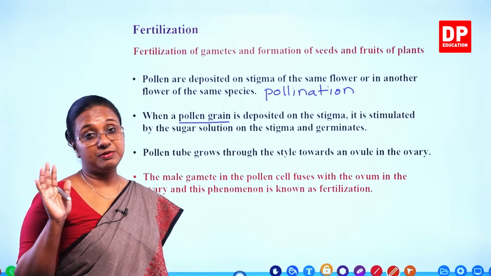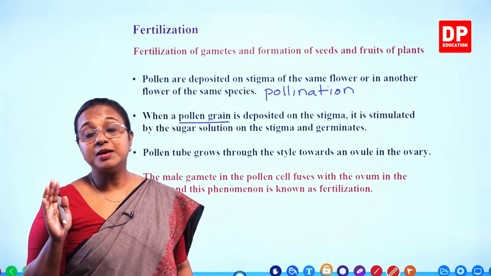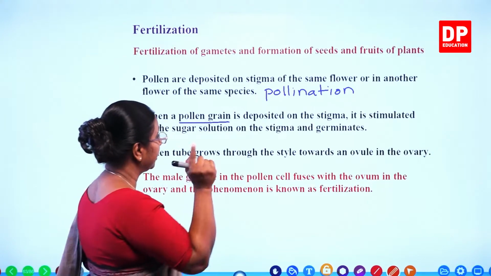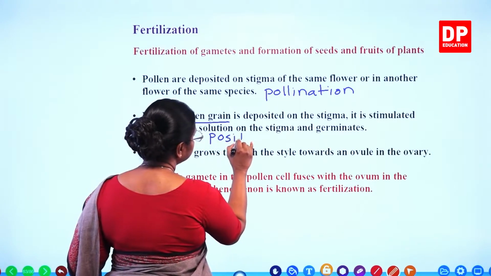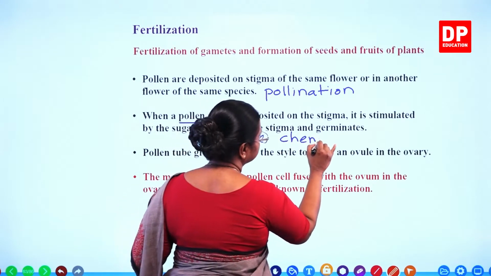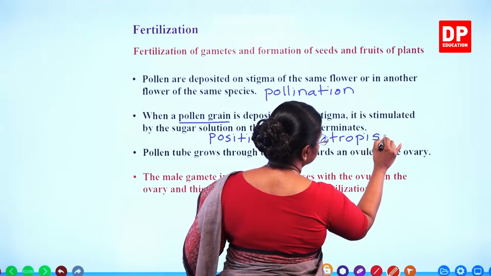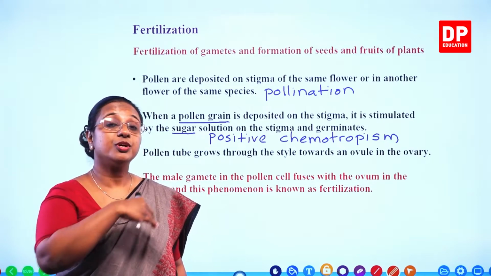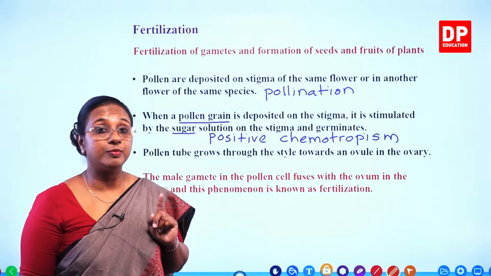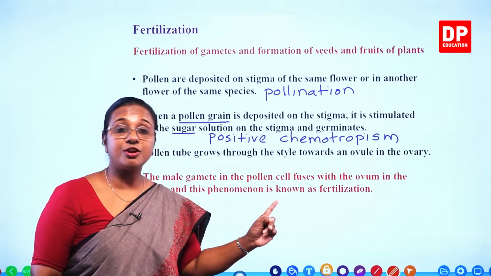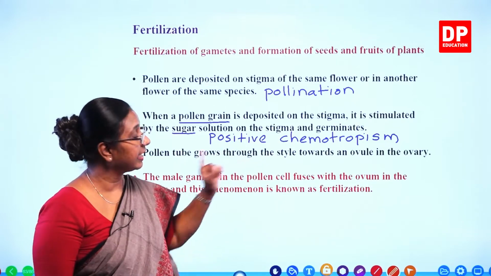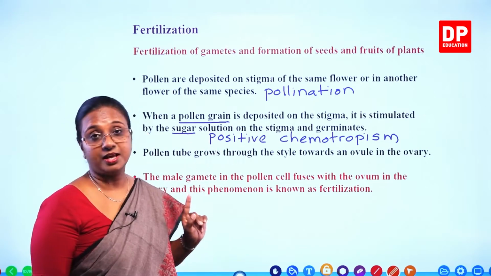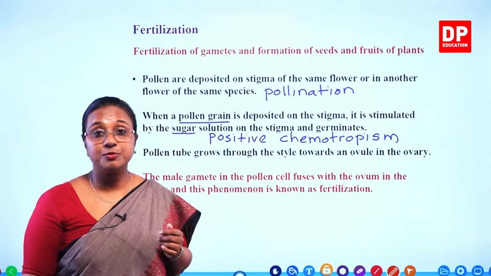You all have learned this process before. It was an example for a certain type of movement. Can you all remember that? Yes, it is positive chemotropic movement, positive chemotropism. Why? It is the sugar solution that attracts the pollen tube to grow. So the growth of the pollen tube is the positive chemotropic movement. In tropic movement, there is a relationship between the direction of the movement and the stimulus. Here sugar is a chemical, that is the stimulus, and the pollen tube grows towards the stimulus. So it is a positive direction, positive chemotropism.